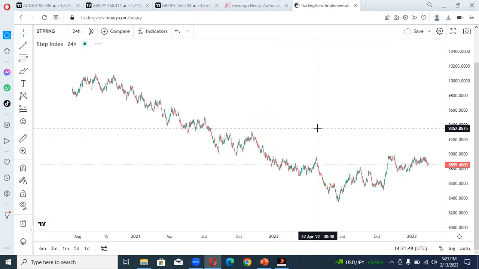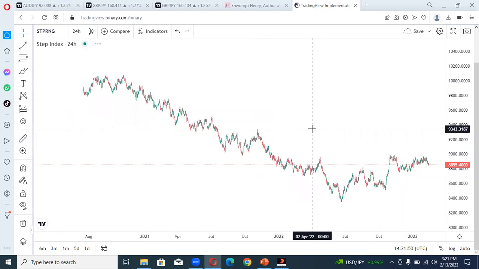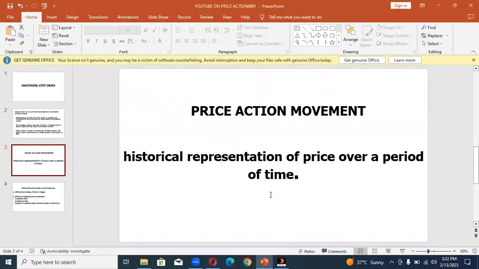The same thing happens with price. The belief that if price had peculiar characteristics yesterday and is beginning to display such peculiar characteristics today, definitely the result of that price behavior yesterday will be the same as it should be today. That is why I called it what? Historical representation. Okay. Now, what does this historical representation really imply?